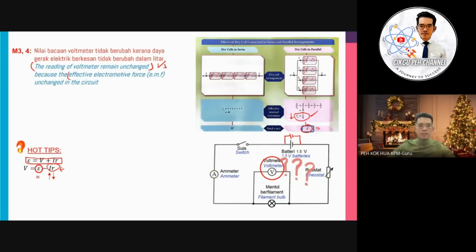Reason: because the EMF remains almost the same in the circuit here. So that will be mark number 4. Okay, so this is regarding the prediction for the dry cells connected in parallel, which you are actually able to relate to this experiment.